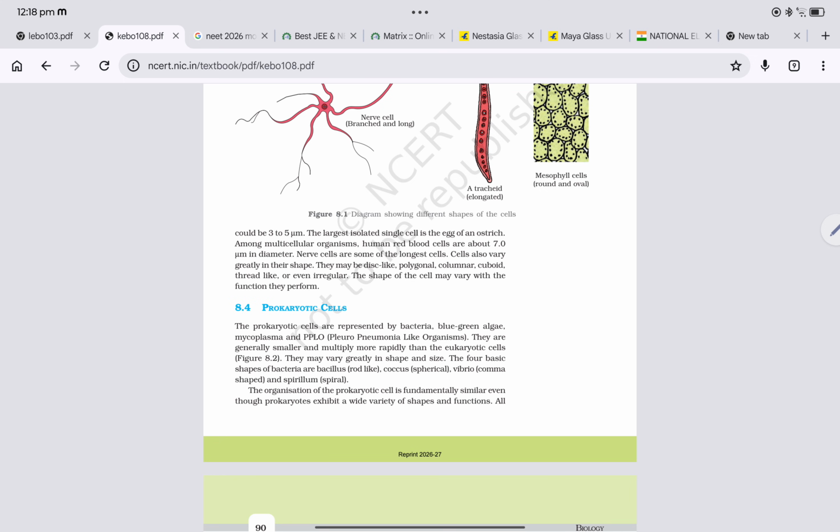Cells also vary greatly in their shape. They may be disc-like, polygonal, columnar, cuboidal, thread-like, or even irregular. The shape of the cell may vary with the function they perform.